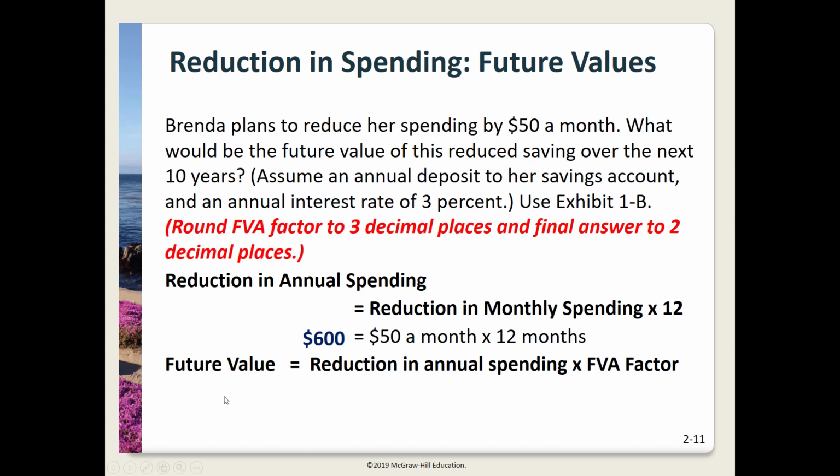So now we want to find out the future value of that. So using this formula here, we'll take the reduction in annual spending we just identified above, and we'll multiply it by the future value annuity factor. And again, why it's the FVA factor is because there are multiple deposits, right? She's saving $50 every month for 10 years. So she's going to be doing multiple deposits. So we'll be using Exhibit 1B as a result.